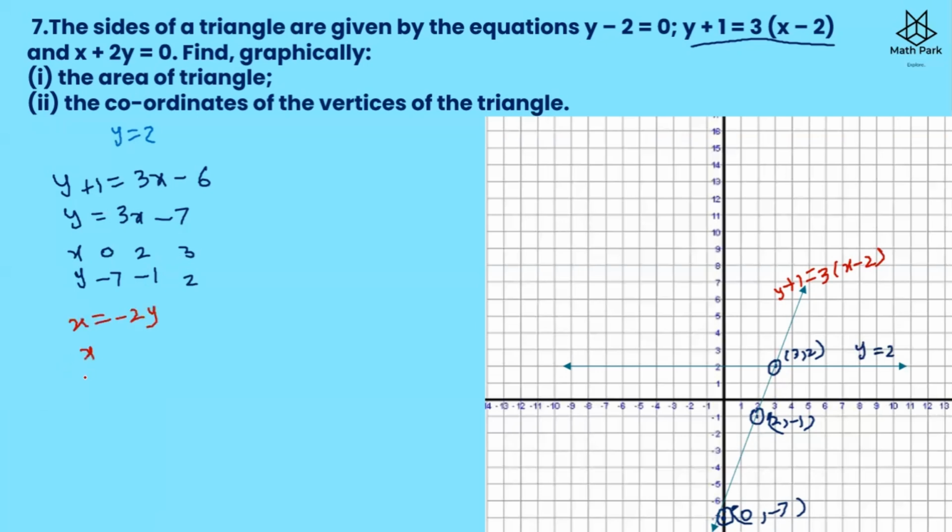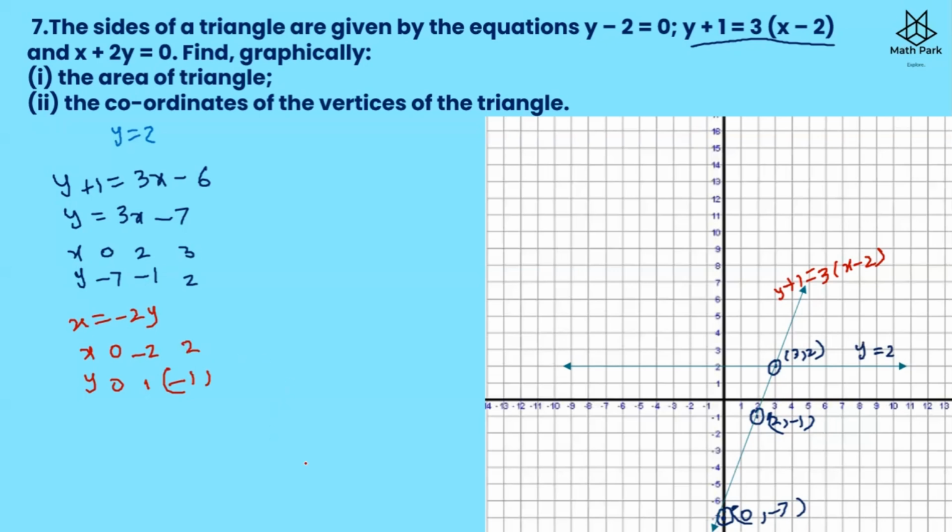So let us take the points x and y. If you put y is equal to 0, you are getting x is equal to 0. If you put y is equal to 1, you are getting x is equal to minus 2. If you put y is equal to minus 1, you get x is equal to 2.